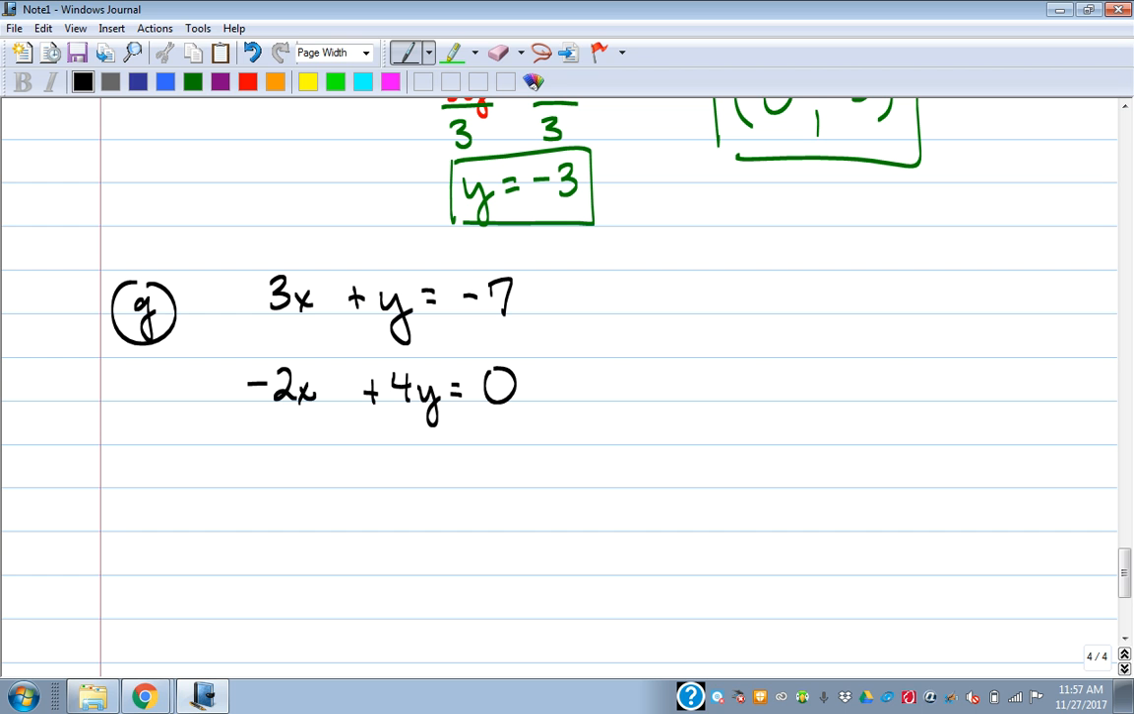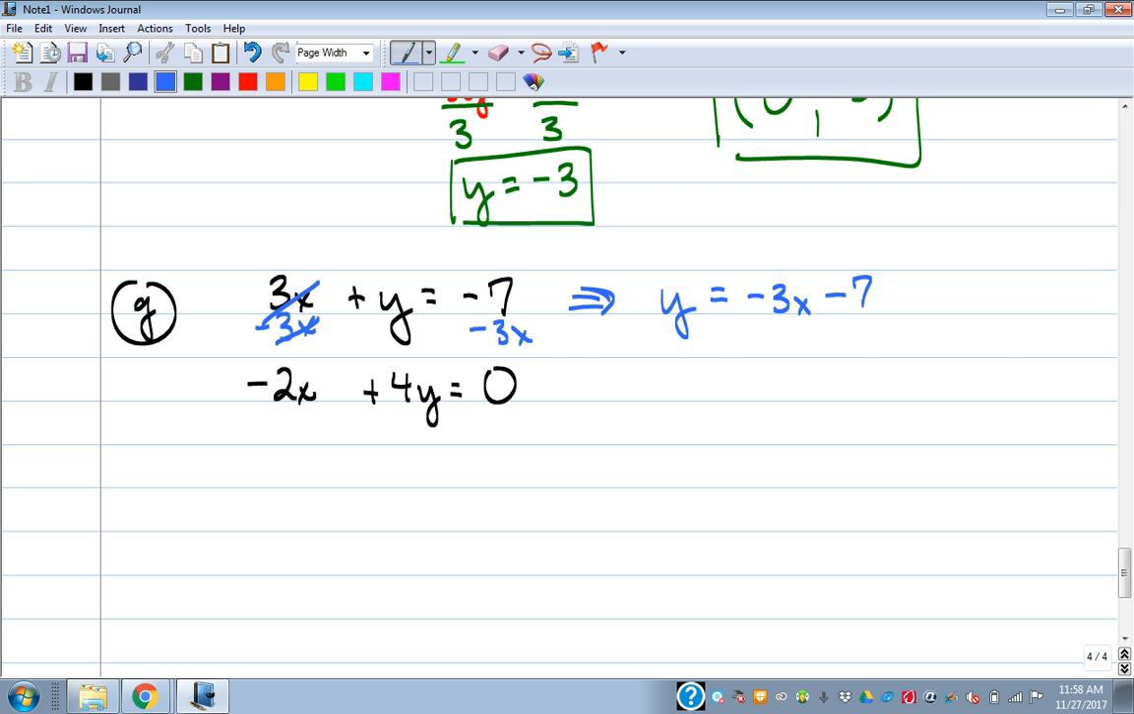Which variable would be the easiest to get by itself in which equation? The y in the first one, because it's just one step away, right? How do I get it there? Good. Subtract 3x. Cancels out there. That's going to give us y equals -3x minus 7, or if you wrote -7 minus 3x, that's the same thing. Not real picky about it in the systems of equations stuff.